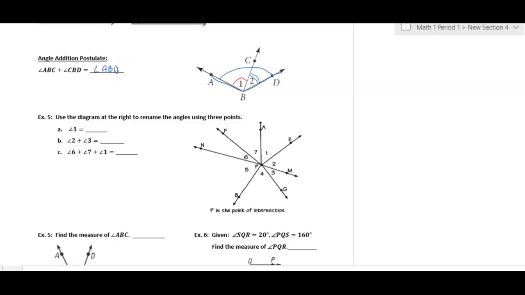Okay, so right away, when I look at the diagram here, angle 1, if we had to name angle 1 using 3 points, that's this angle here, and we would name that angle APE. So angle APE. And again, the vertex always has to go in the middle. Now, if I add angle 2 and angle 3, that would be this angle here. And if I trace that angle, it would be here. And angle 2 plus angle 3 would be angle EPG.